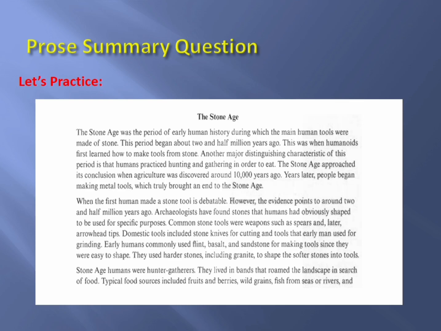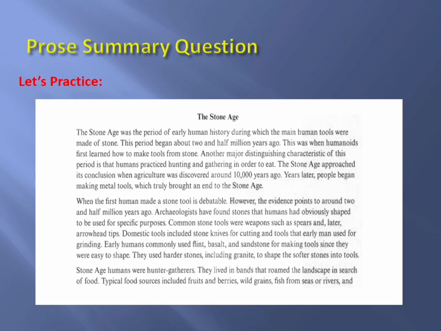The Stone Age approached its conclusion when agriculture was discovered around 10,000 years ago. Years later, people began making metal tools, which truly brought an end to the Stone Age. When the first human made a stone tool is debatable. However, the evidence points to around 2.5 million years ago. Archaeologists have found stones that humans had obviously shaped to be used for specific purposes.